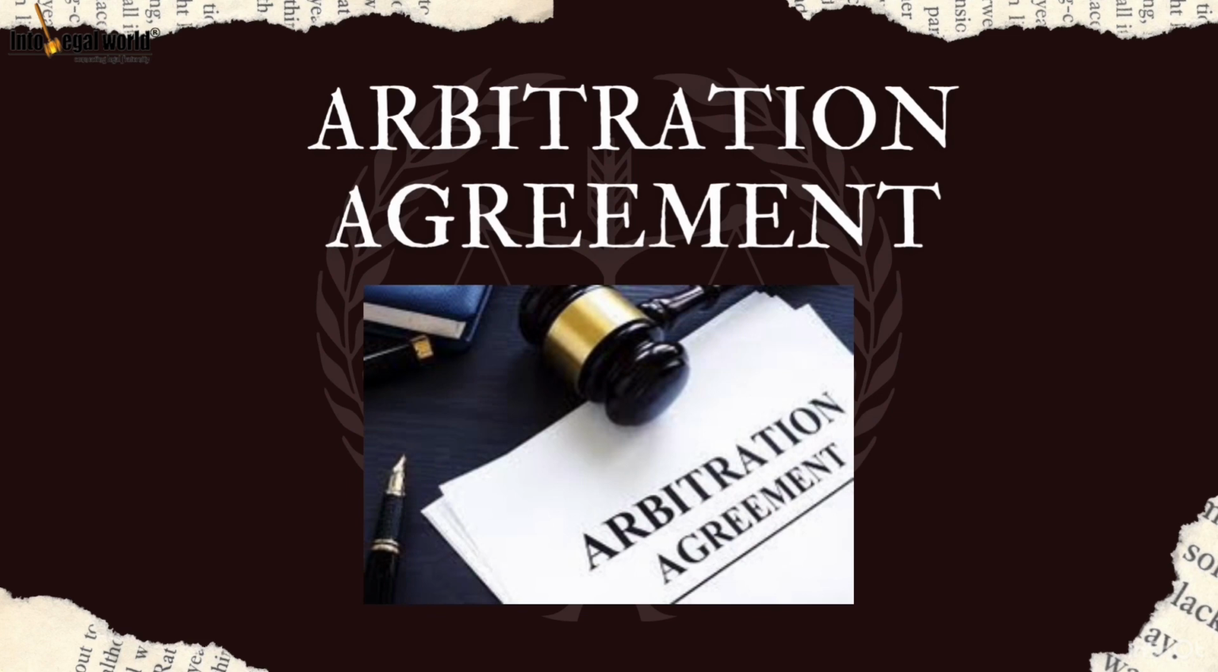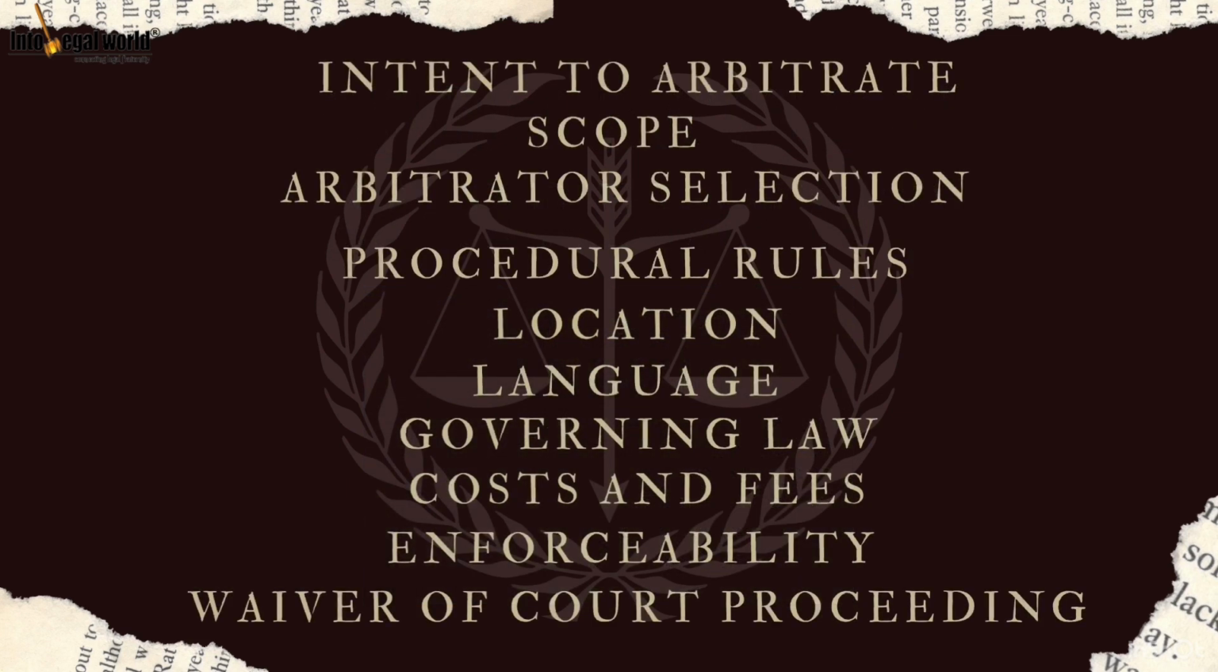Now, what is an arbitration agreement? It typically consists of intent to arbitrate, scope, arbitrator selection, procedural rules, location, language, governing law, costs and fees, enforceability, waiver of court, and proceeding.